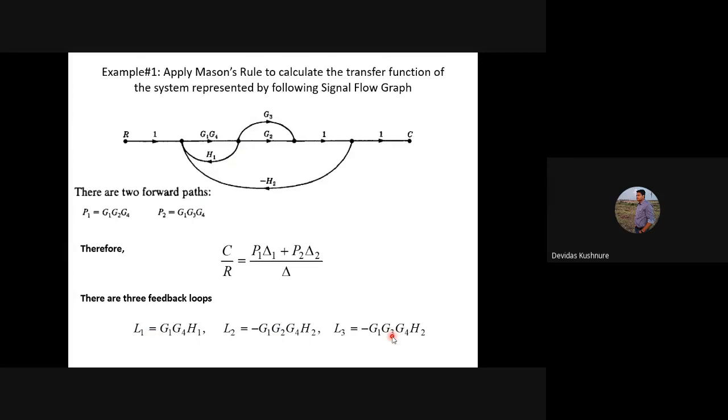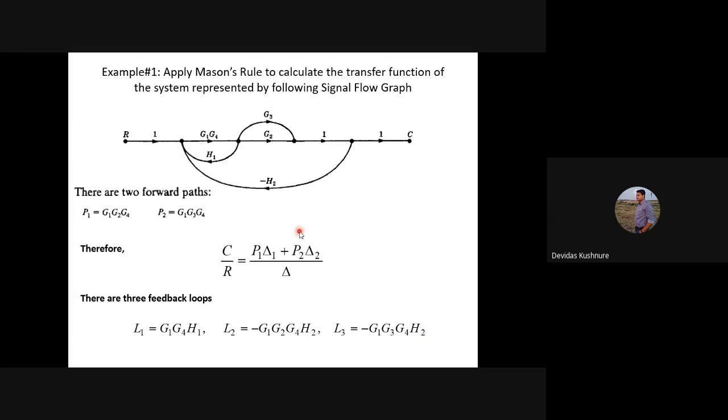They are not non-touching loops, they are touching loops. Or you can check L2 and L3, again we have a common part. H2 is common. So we don't have the non-touching part. All the loops are touching each other, so we don't need to go ahead for calculating non-touching parts.